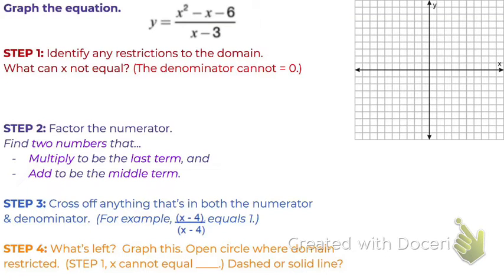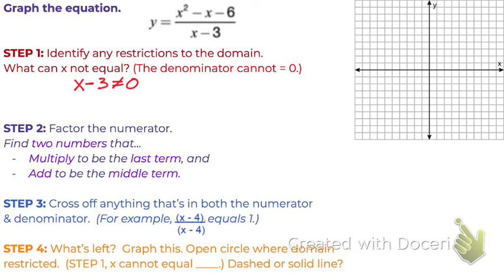Here I'm going to graph this equation. The first step is to identify any restrictions to the domain. What can x not equal? If you are given an equation that is a fraction like this, a rational equation, you need to remember that the denominator of a fraction cannot equal 0. So x minus 3 cannot equal 0.